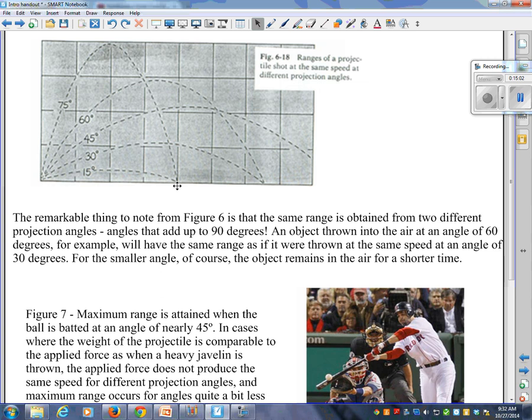One that's starting at 75 degrees and has a higher vertical velocity will take longer to reach that. Not exactly. You can tell it has a greater vertical component because it actually goes higher, which means it's going to take longer to get to its peak, which means it's going to take longer to get down. Right? Just think about it.